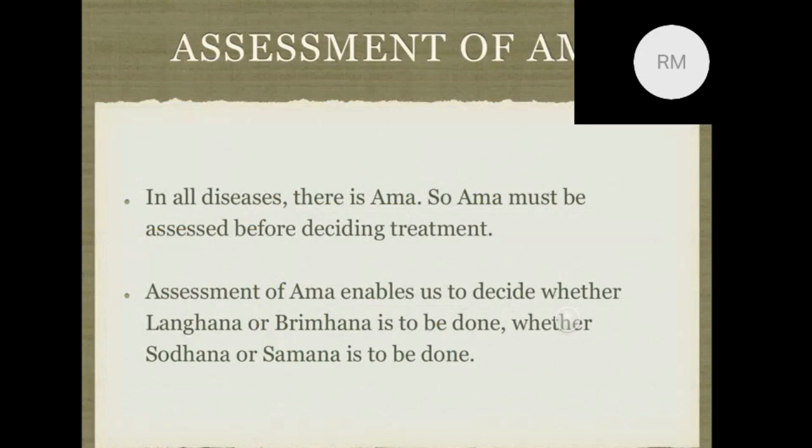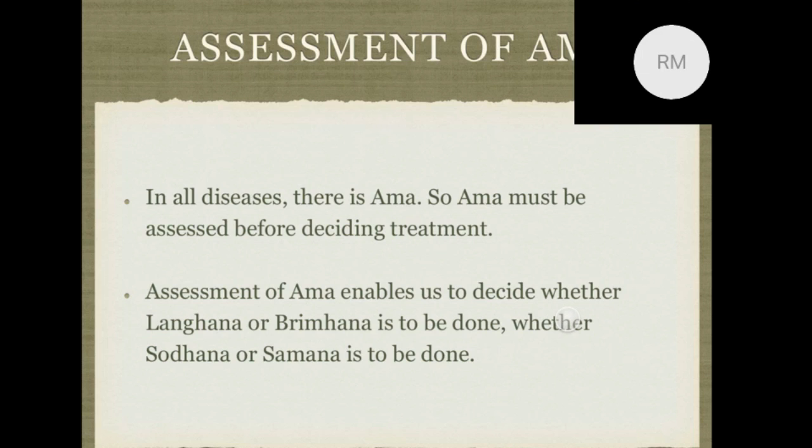Okay, so we continue forward with our assessment of the disease. Clinical assessment is the assessment of disease, and within the assessment of disease, assessment of Ama is the first thing to be done. In all diseases, there is Ama. So Ama has to be assessed before the treatment. So depending on assessment of Ama, the type of treatment is decided.